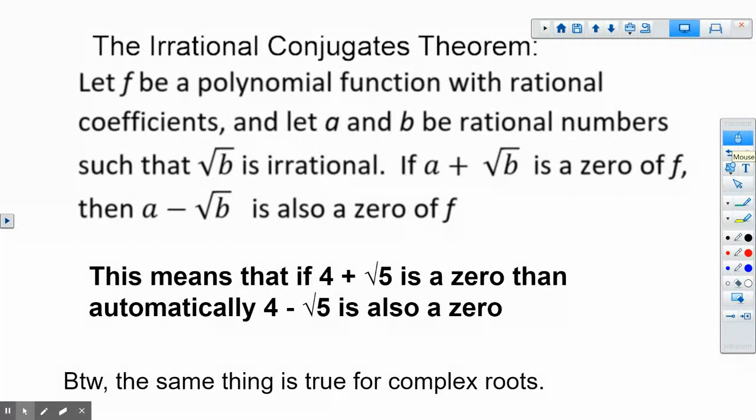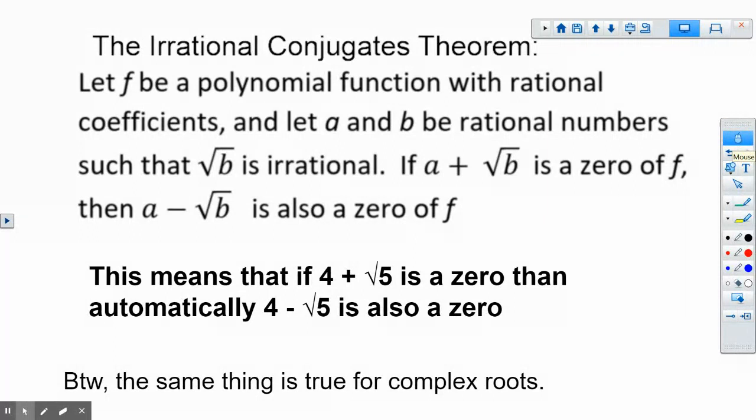Now, conjugates are like two numbers. We did this with imaginary numbers, but it does the same thing. Basically, if you multiply conjugates together, the square roots go away, just like if you multiply complex conjugates together, the imaginary part goes away. So that means that if 4 plus the square root of 5 is a zero of a polynomial, then that automatically means that 4 minus the square root of 5 is also a zero.